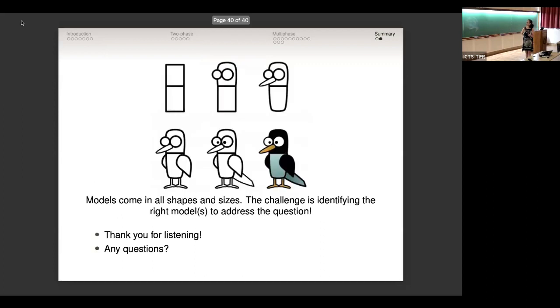Hopefully you get the gist of how the framework works. So I guess, yeah, take-home message from today is you can develop models at lots of different levels of complexity. The challenge is working out what's the right one for the problem that you're using.